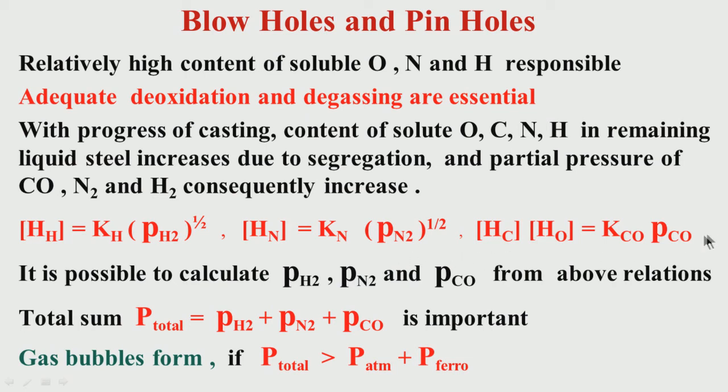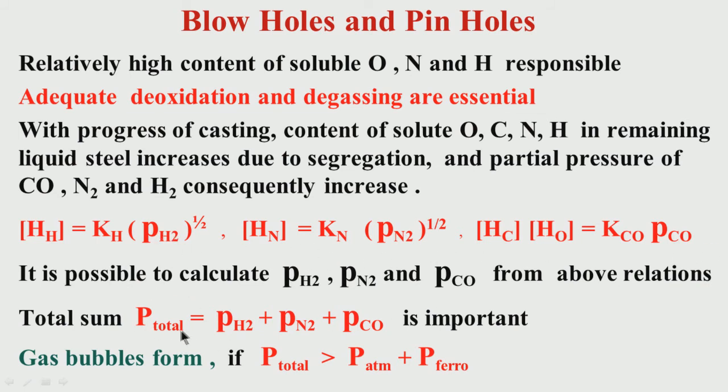So, more of this means more of the partial pressure of this. So, what is going to happen? First thing is we can calculate from these values the partial pressure of hydrogen, nitrogen, and carbon monoxide. I think it is clear, because I have discussed these reactions earlier, at the time of degassing and decarbonization. So, we know the hydrogen, nitrogen, carbon, and oxygen values, and we know the partial pressures of hydrogen, nitrogen, and carbon monoxide.